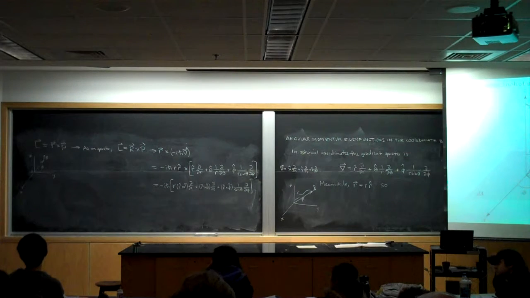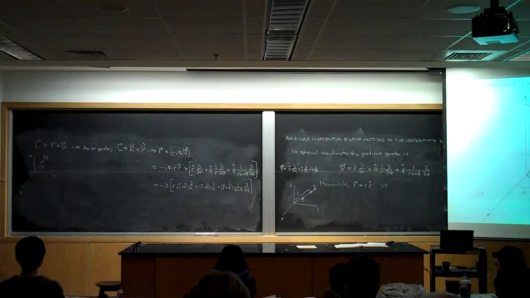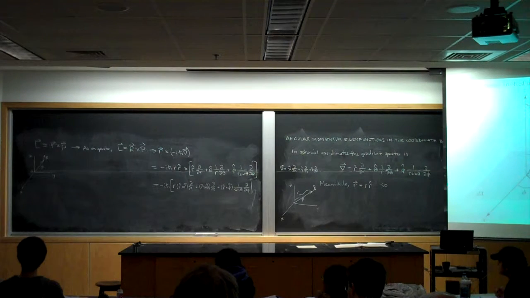Okay, now we've got cross products of r hat cross r hat, r hat cross theta hat, r hat cross phi hat. What is r hat cross r hat? 0, because like any self-respecting vector, and even those which don't respect themselves, its cross product with itself is 0. What if I take r hat cross theta hat?